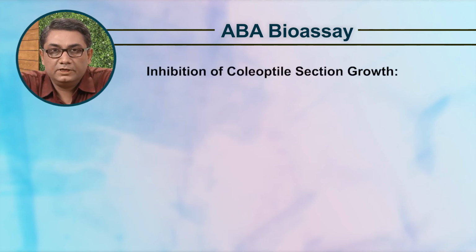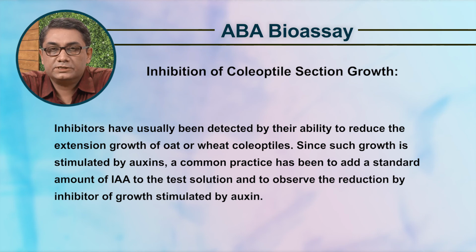Another effect of ABA is inhibition of shoot growth. Now, when we discussed auxin, we discussed a bioassay method for measuring increase in coleoptile section growth in the presence of auxin. In this condition, if we add ABA or a sample that contains ABA, then the rate of increase in the growth of the coleoptile section is decreased. So, this decrease in the rate of increase is a measurement of the amount of ABA present in the sample.